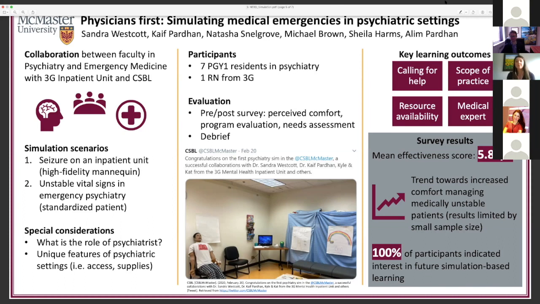And 100% of participants indicated interest in participating in future simulation-based activities, and also recommended having shared facilitation between an expert in psychiatry and someone with expertise in, say, emergency medicine or another medical subspecialty, as well as interprofessional staff. We were able to identify a few key areas to explore for future potential simulations, including things like adverse medication reactions, strangulation or hanging, and agitation.